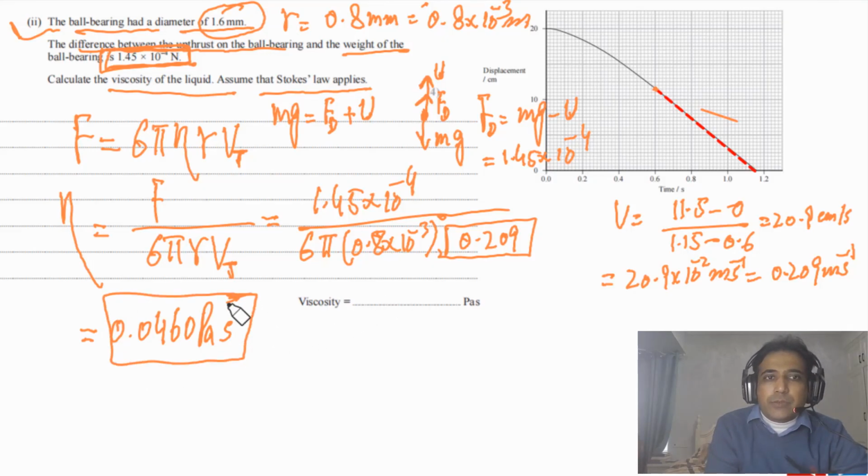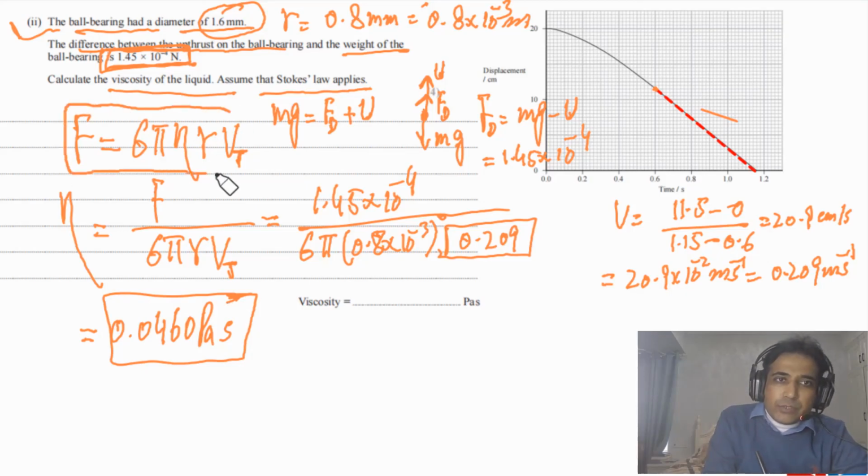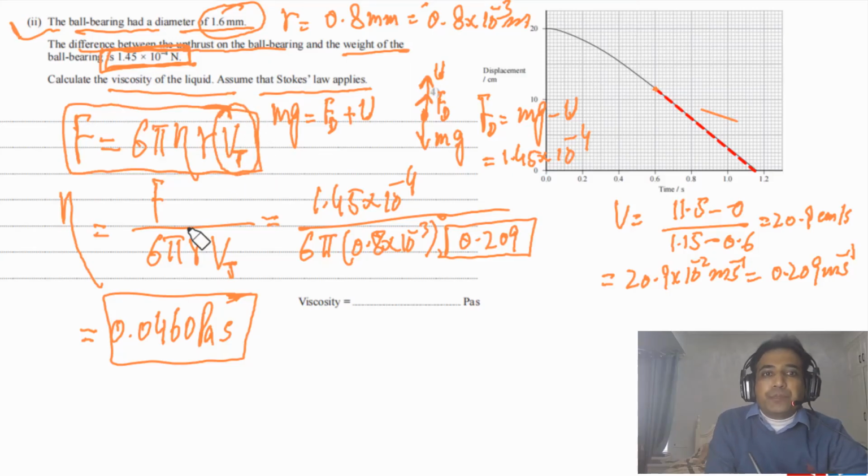This is how you can calculate. The main concept is simply you need to understand F is equal to 6 pi eta r v. Then you need to identify this is the terminal velocity, and you need to understand this value is the drag force because the ball bearing is falling at constant velocity, and then you can figure out viscosity.